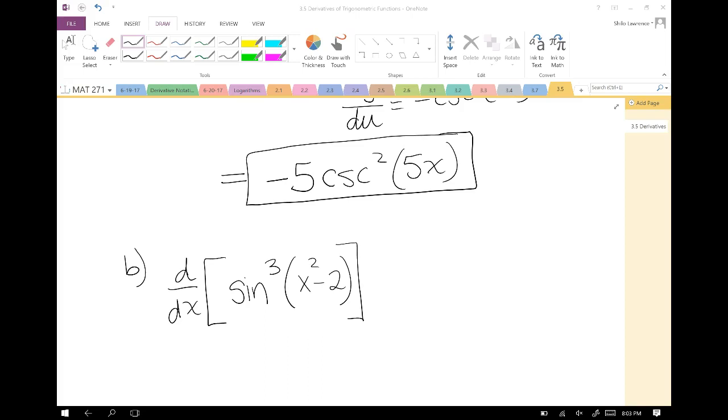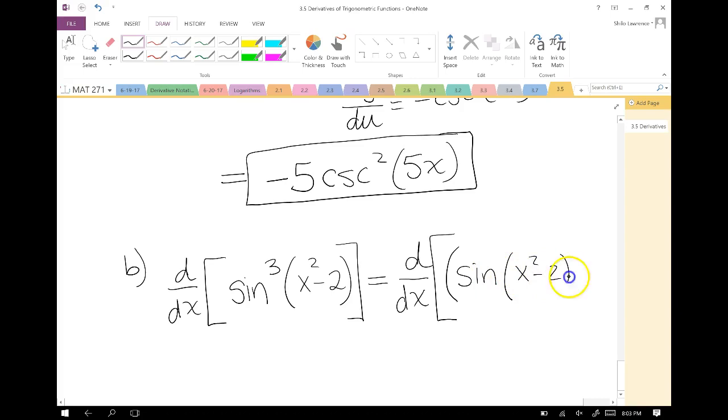But before we do the derivative, we really do want to see those parentheses. It helps us to decide where the inside functions are and the outside functions are. So that power of 3 right there, it really means the whole thing is being cubed. So I want to rewrite this so that I can actually see that. So this is the sine of x squared minus 2, the whole thing cubed. And that's what I want the derivative of.